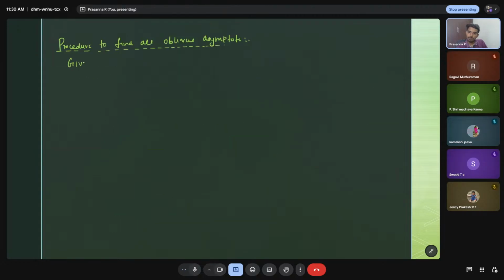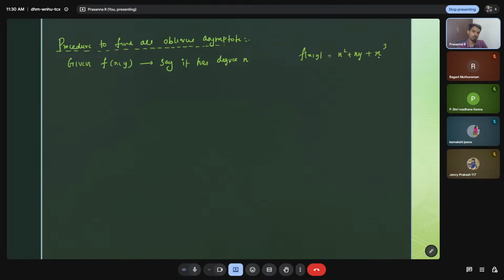So given a function of x comma y, let us say it has degree n. For example, f of x comma y is equal to x square plus xy plus x cube. This is degree 3. This degree is 2, this degree is also 2. Whenever it is a function of two variables, you need to add the powers of all the variables inside this. So this is also degree 2, this is degree 3. Now this is a degree 3 equation.